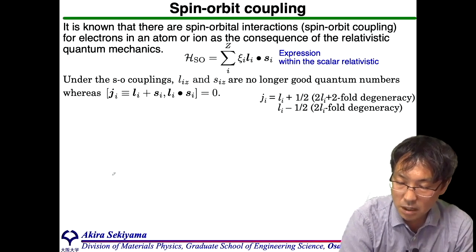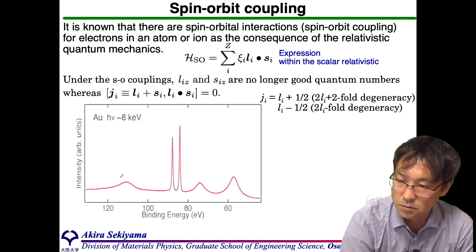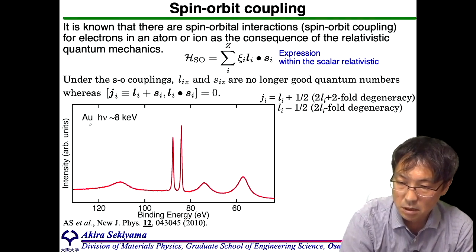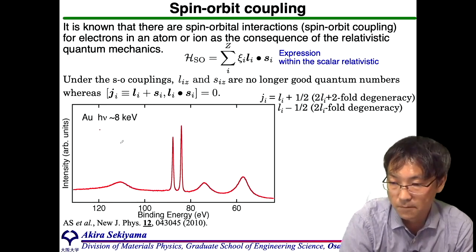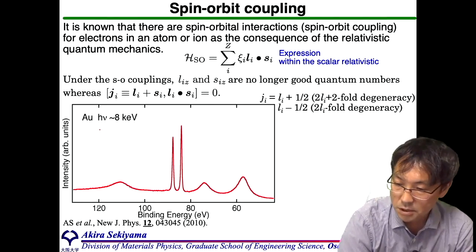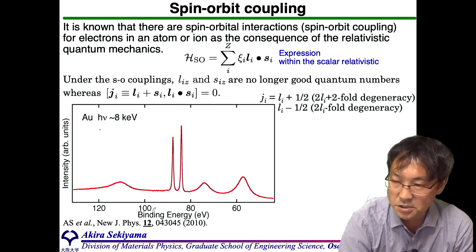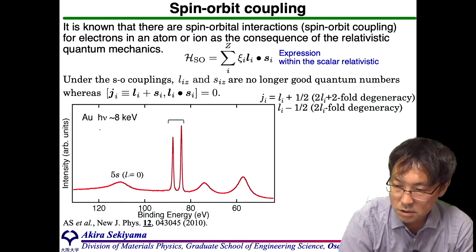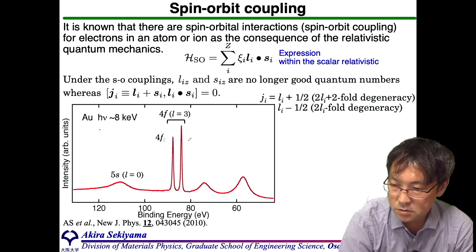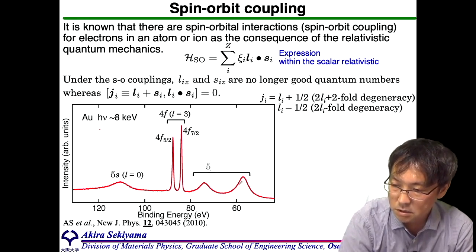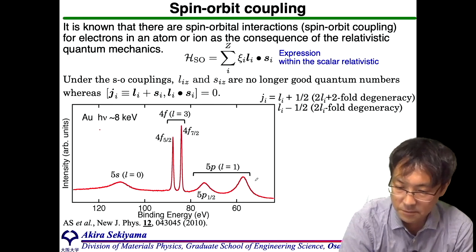So I'd like to show a real example of the photoemission spectra. This is a simple photoemission spectrum of gold in this binding energy range. So this is the 5s peak, this is the 4f peak, and this is the 5p peak.